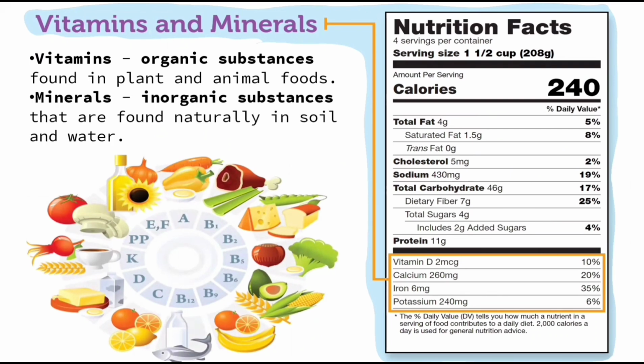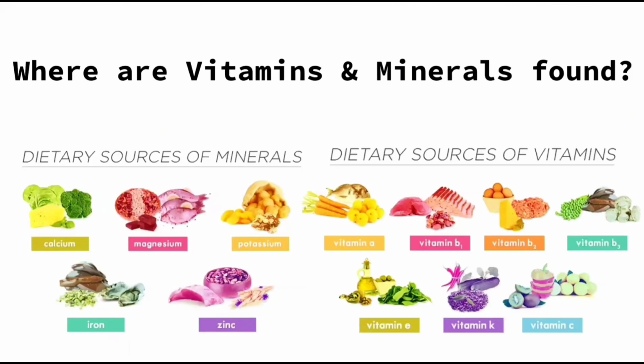Minerals are inorganic substances that are found naturally in soil and water. They are absorbed by plants, which are then eaten by people and other animals. There are 14 minerals that may be listed on the nutrition facts label. The human body needs the right mix of nutrients for good health. Vitamins and minerals are found in a variety of foods including beans and peas, dairy products, eggs, fortified foods, fruits, grains, meats and poultry, nuts and seeds, seafood, soy products, and vegetables.